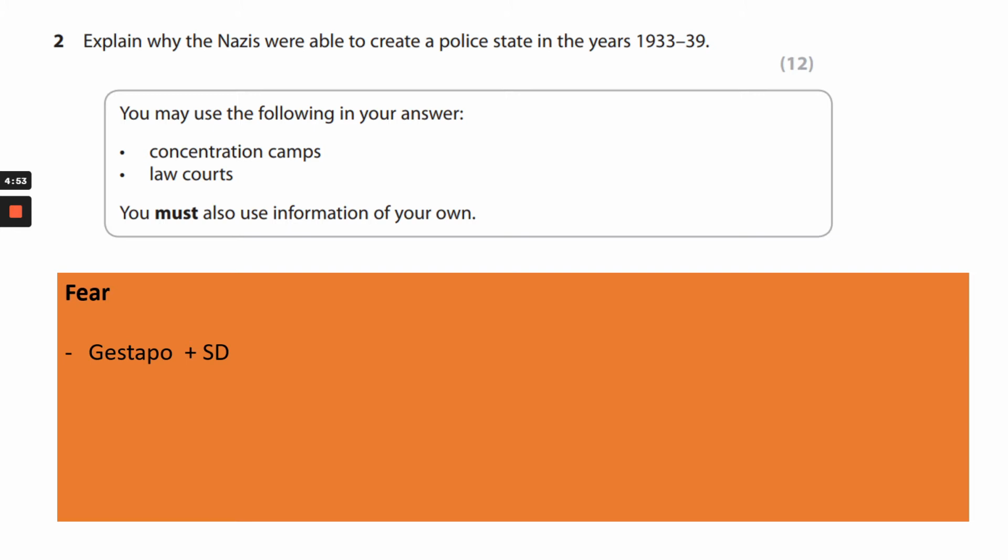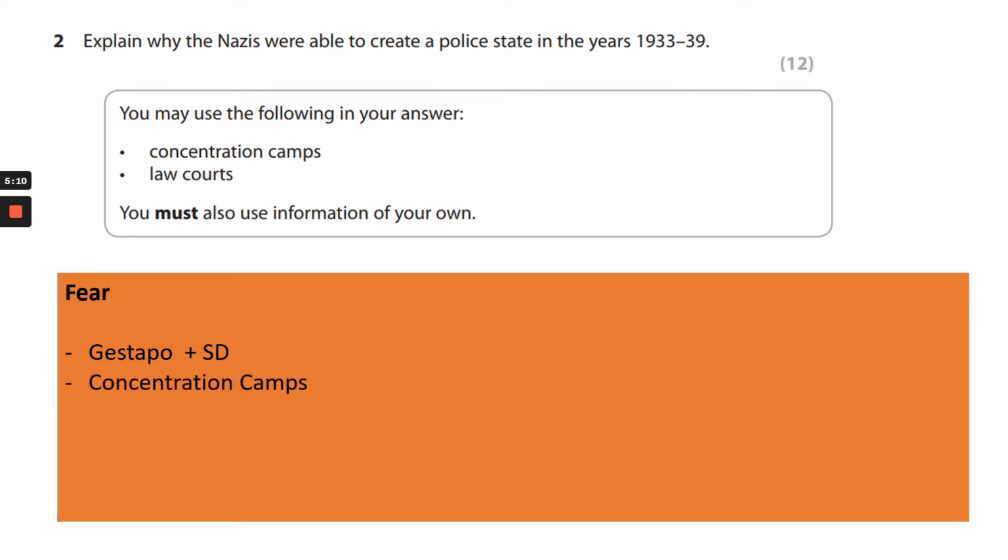If you've got better subject knowledge, you can also include in that paragraph the SD, the Sicherheitsdienst, who were responsible for spying on political opponents. And that is then a great paragraph, but it's a good paragraph even on the Gestapo.